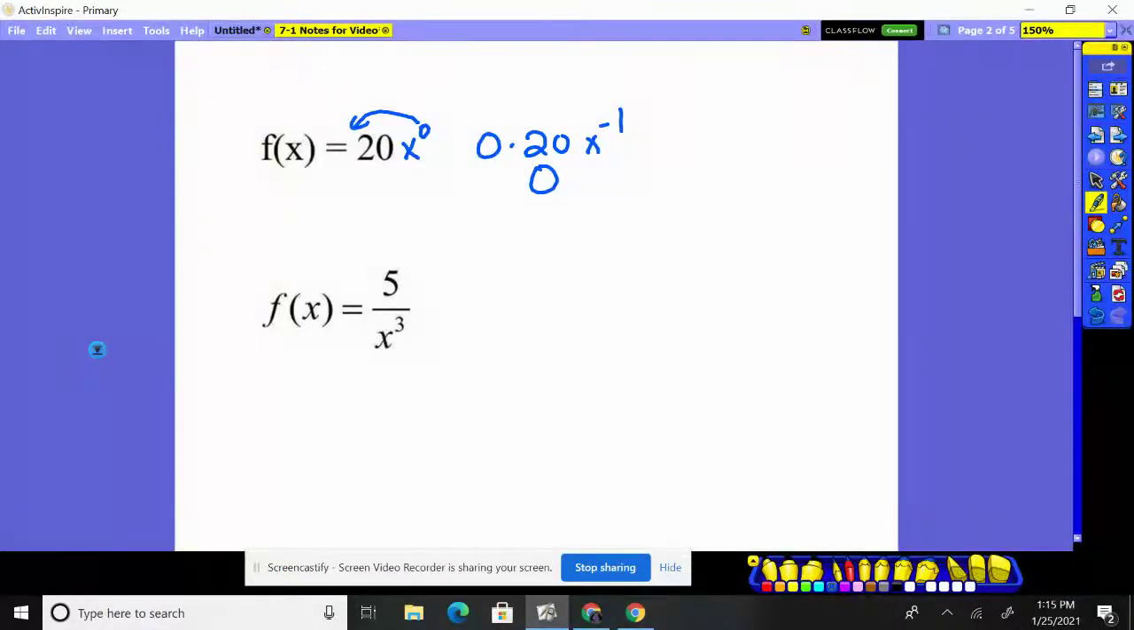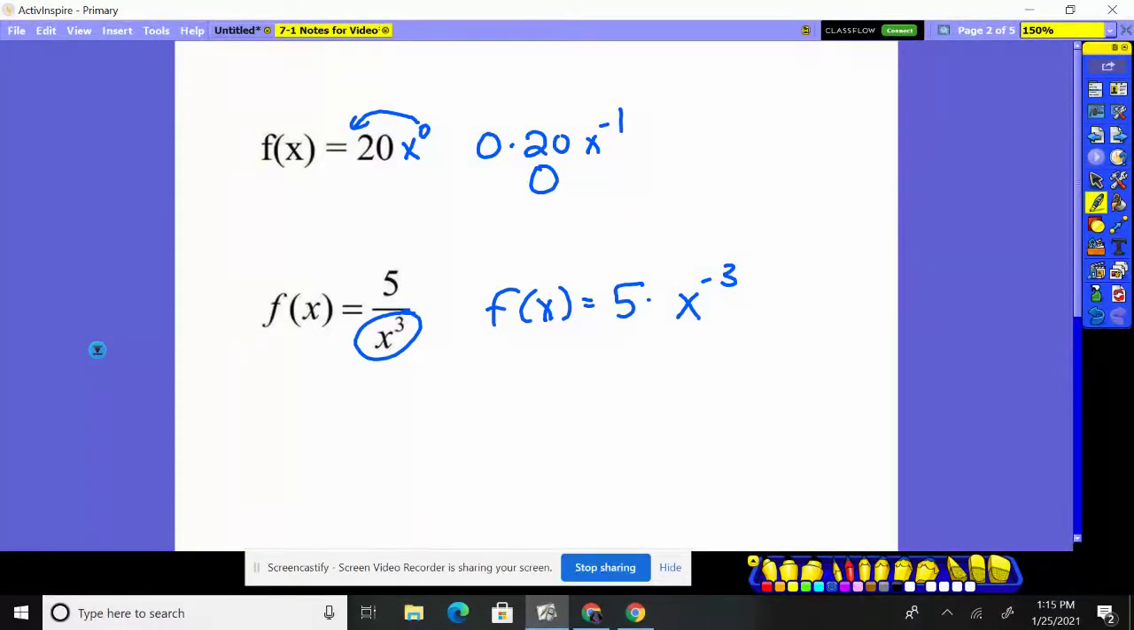Now, the next one's a little tricky. You must rewrite this one first. We can't deal with x's in the denominator. We have to rewrite it. So I'm just going to rewrite it. It's very simple. It's 5 times x, if we bring it up, to the negative 3. Remember how we write things with negative exponents? X to the third down in the denominator is the same as x to the negative 3.